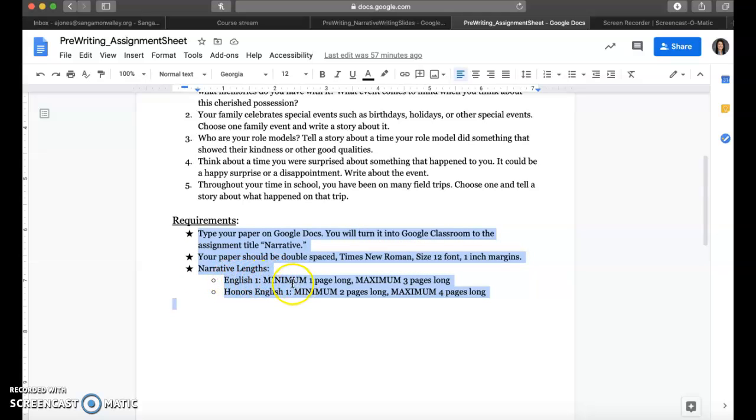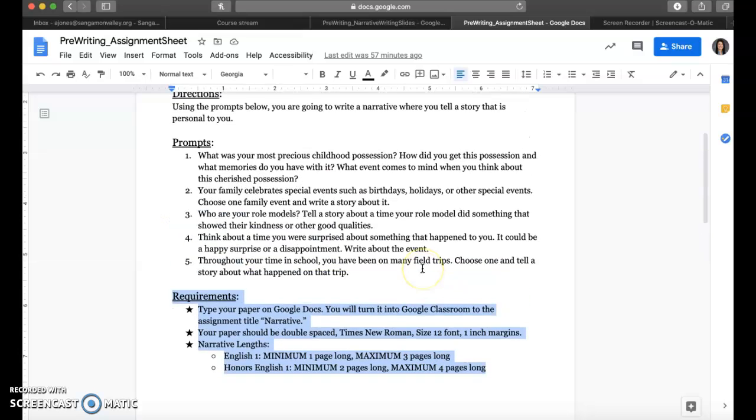For English 1 students, you should have minimum 1 page typed, maximum 3 pages. For Honors English 1, you should have minimum 2 pages and maximum 4 pages. Since this is our first writing assignment, it's going to be quite a bit shorter than our other writing assignments.